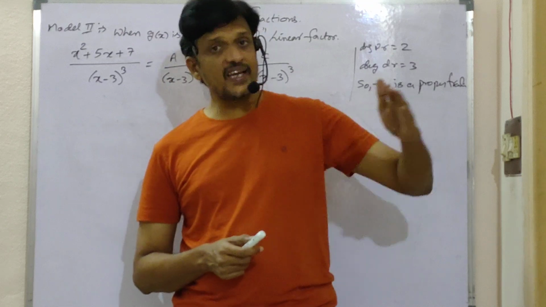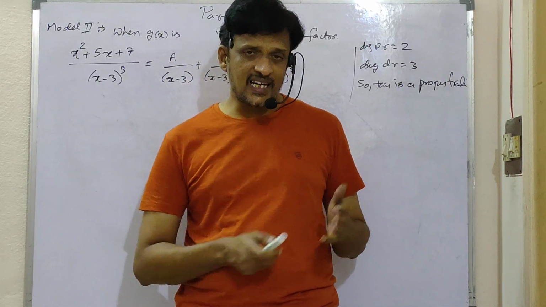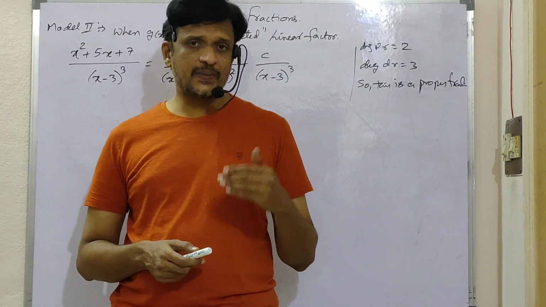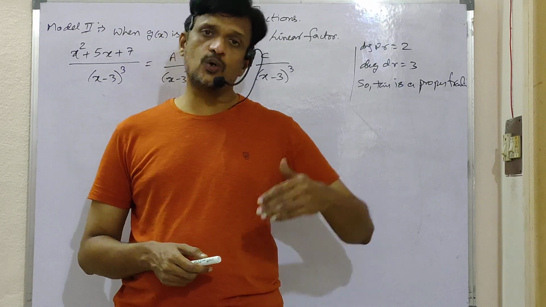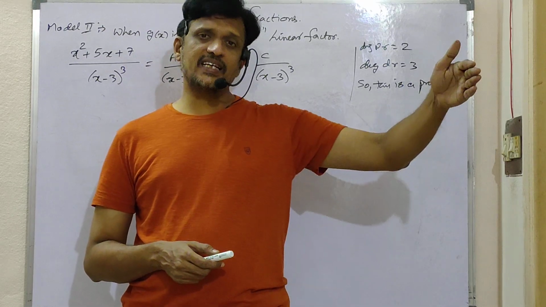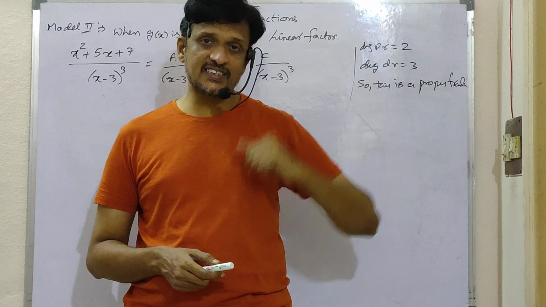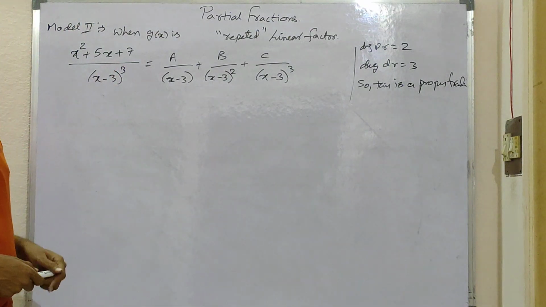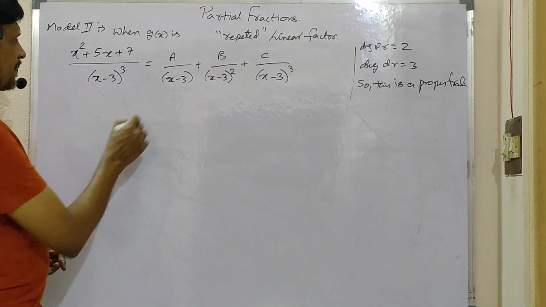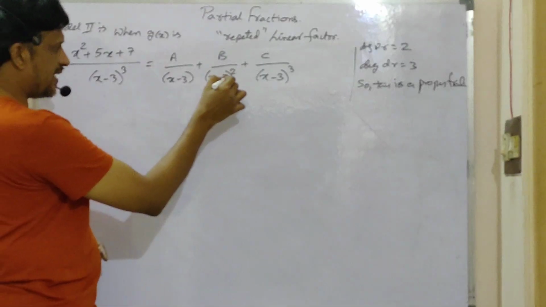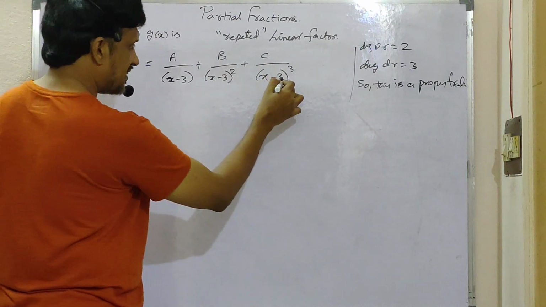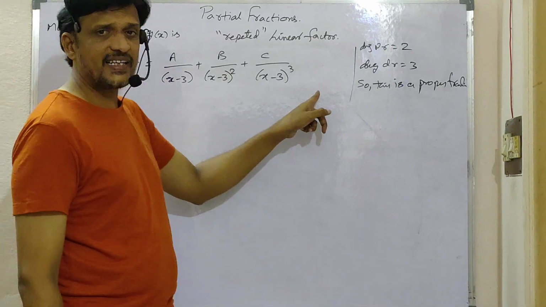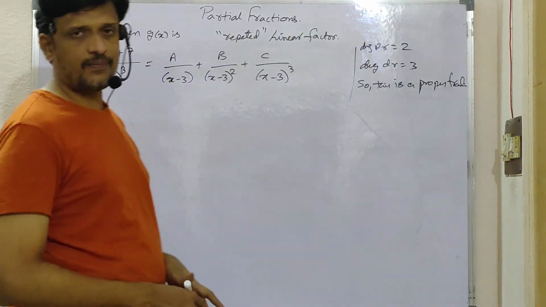Then you will get the sum of n partial fractions, where the denominators are ax plus b, then ax plus b whole square, then ax plus b whole cube, a gradual increment in the index up to the given power. So here, since this is x minus 3 whole cube, you get a by x minus 3 plus b by x minus 3 whole square plus c by x minus 3 whole cube. If it is whole power 4, then you get plus d by x minus 3 whole power 4 also, up to the given power.